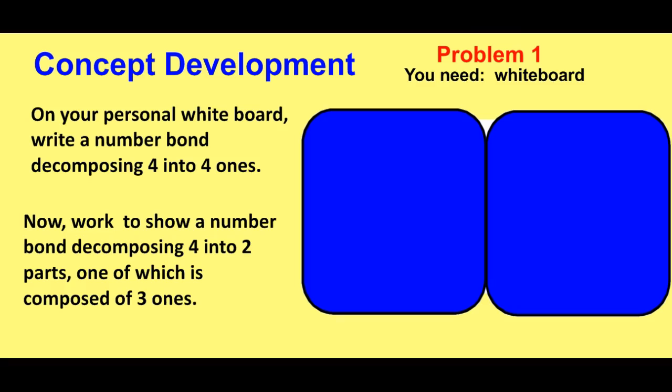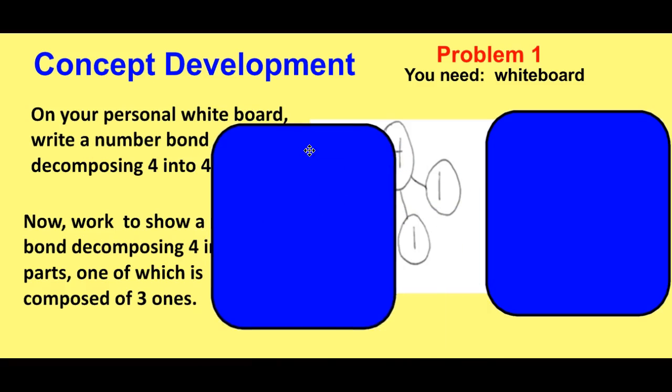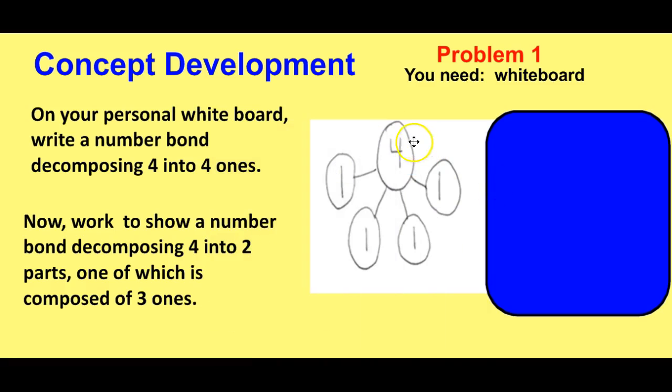Okay, so on your whiteboard, you're going to write a number bond decomposing 4 into 4 ones. So up at the top of your number bond, you're going to have the number 4. And we're going to decompose, which means break apart or take apart, into 4 different ones. So on your board, you need to draw it where it looks like this. We've got our number 4, and we've broken it apart into 4 different parts because we know that 4 is the same thing as 4 ones.